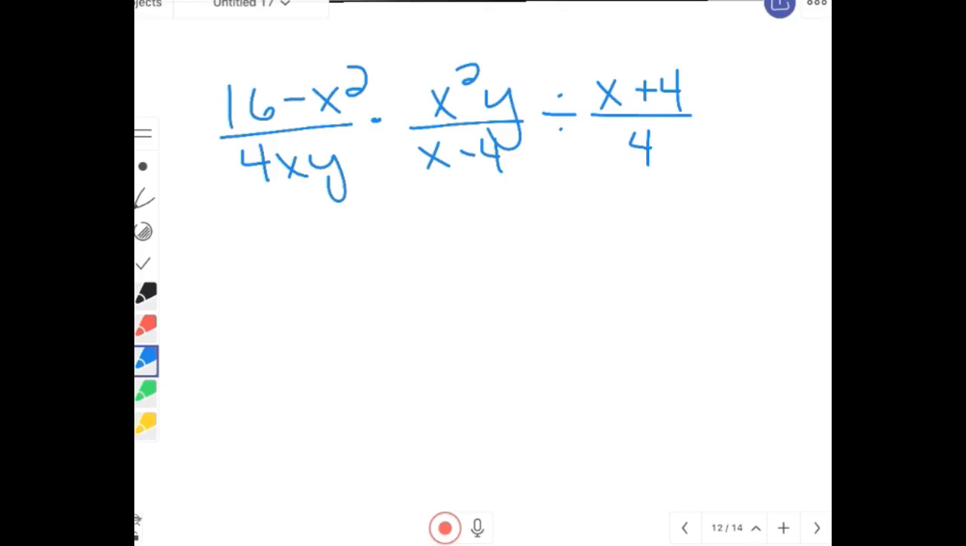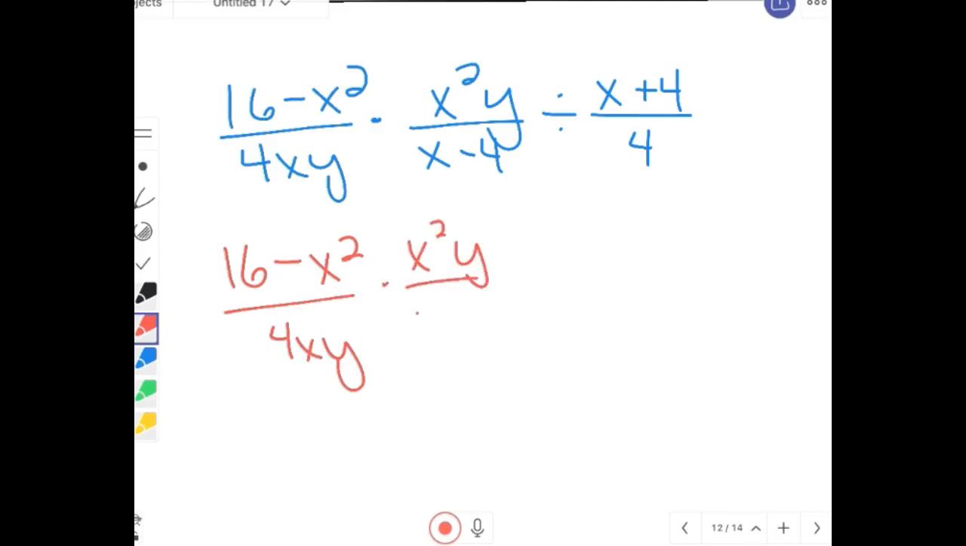Okay, so remember, all we're doing is multiplying by the reciprocal. So everything is going to be the same, times x squared y over x minus 4, times 4 over x plus 4. Okay, so from here, now I can cancel things out from pretty far away.